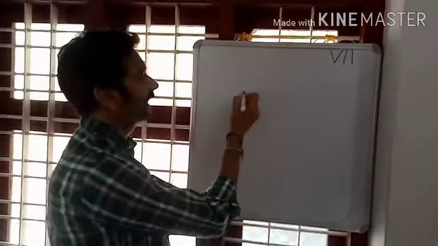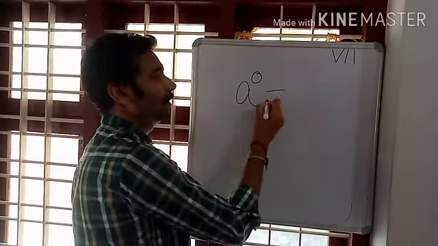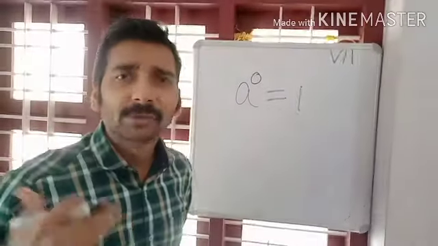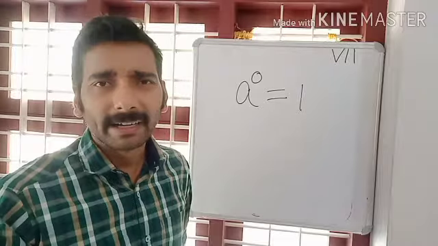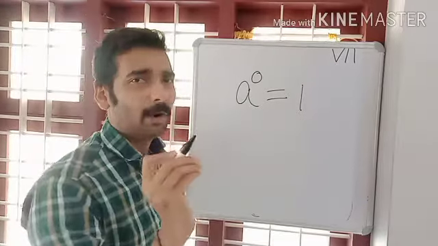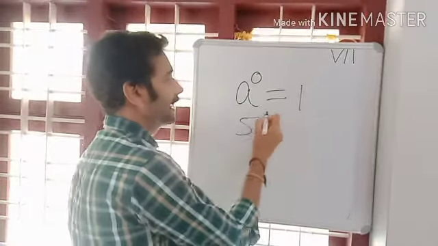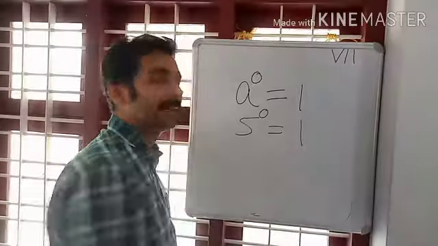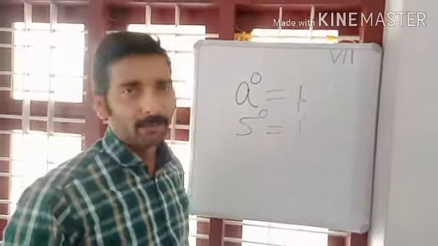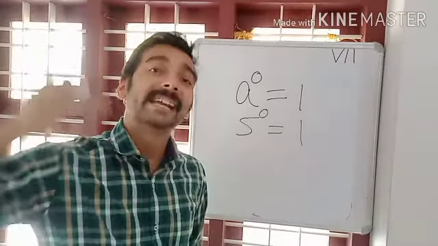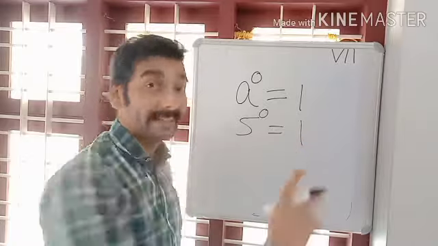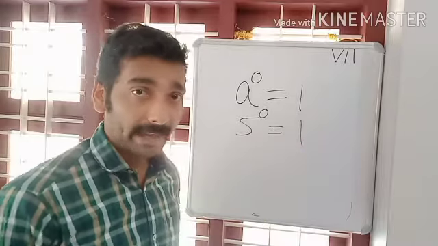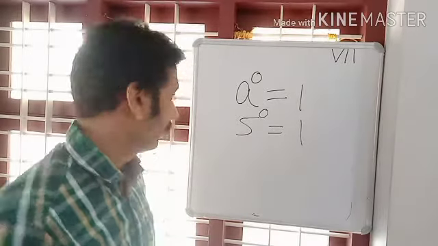Another important one is a raised to 0 is 1. a raised to 0 equals 1. Another law of exponent is 5 raised to 0 equals 1, 9 raised to 0 equals 1. Any number raised to 0, the result is 1. Okay, clear?